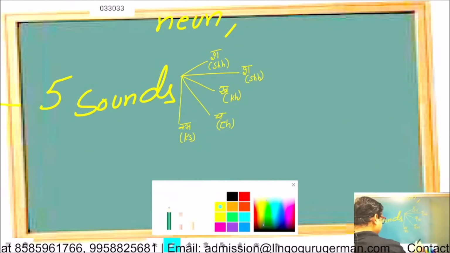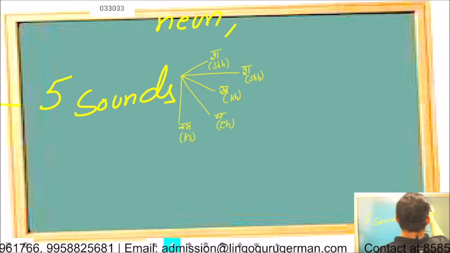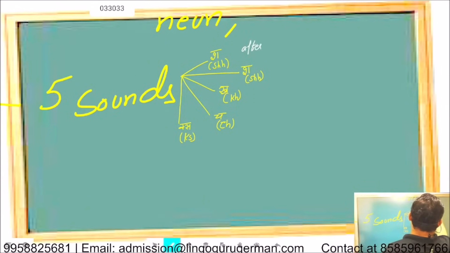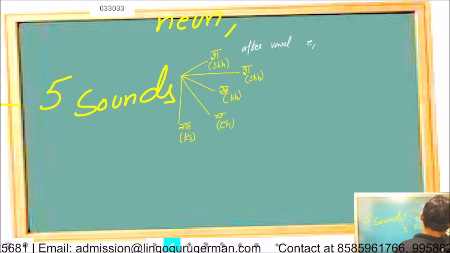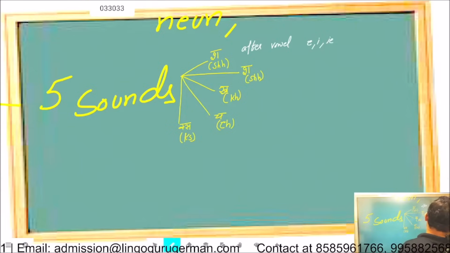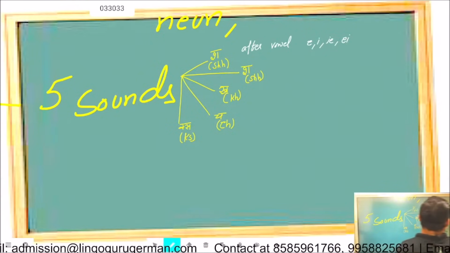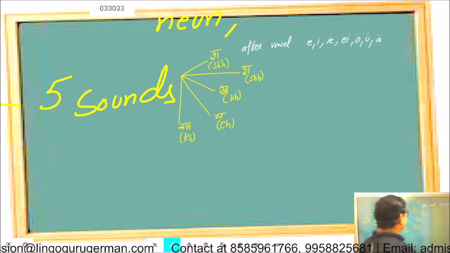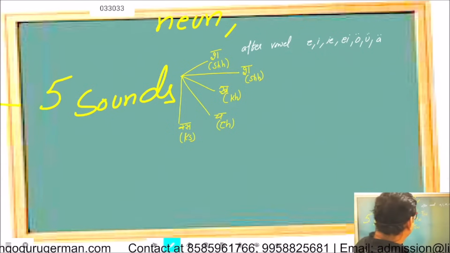In what cases is CH pronounced as sh? Whenever CH is after a vowel: A, E, I, and all umlauts. Whenever CH is after these vowels, the sound is going to be sh.